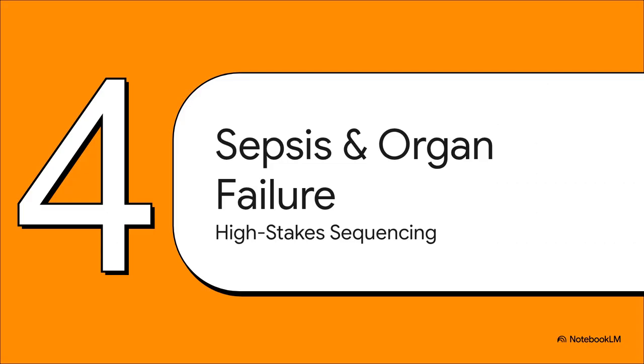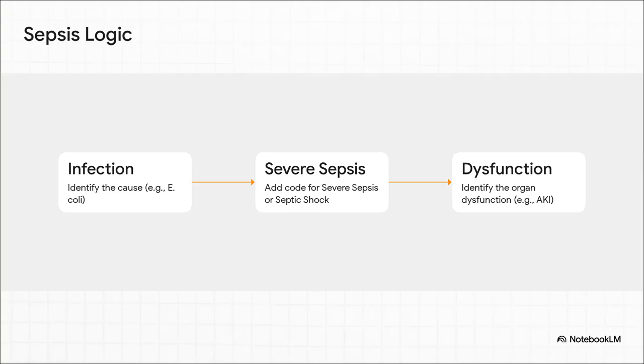Section 4. Sepsis and organ failure. High-stakes sequencing. Sepsis coding demands strict sequential logic. You don't just write sepsis and call it a day. Step 1, you identify the root infection cause, like E. coli. Step 2, add the severe sepsis code if shock or organ failure is present. Step 3, explicitly identify the resulting organ dysfunction, like acute kidney failure. Following this chain is non-negotiable.